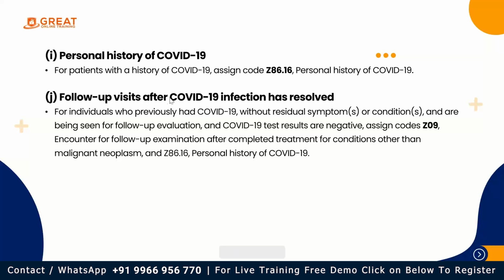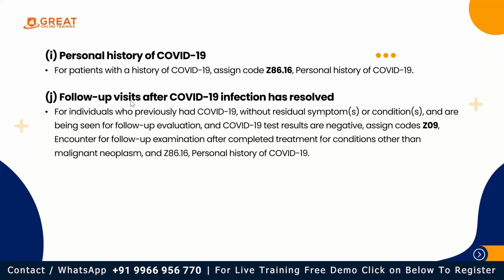And follow-up visit after COVID-19 infection has resolved. For individuals who previously had COVID-19 without residual symptoms or conditions and are seen for follow-up evaluation and the COVID-19 test results are negative, assign code Z09, encounter for follow-up examination after completed treatment for condition other than malignant neoplasm. Okay, and additionally you have to use Z86.16 to indicate personal history of COVID-19.